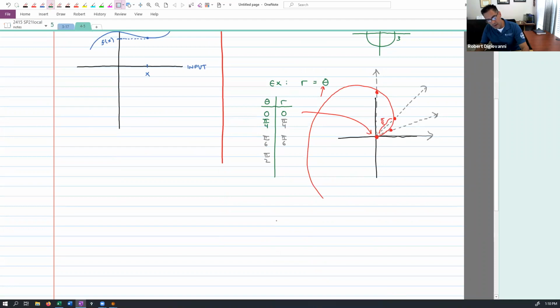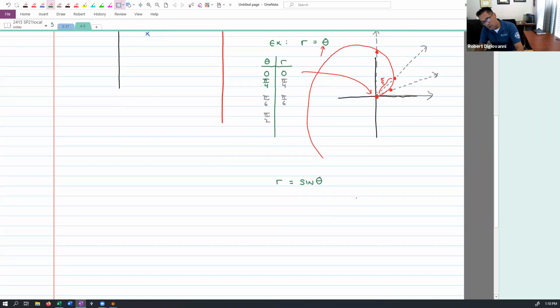The right-hand side can be any function of theta. So how about I do sine of theta? I just made that up. It could be anything I want, but I'm just going to make that up. Okay. So let's see what this draws. And I'm going to do a t-table again. I think t-tables are the easiest way to do these.